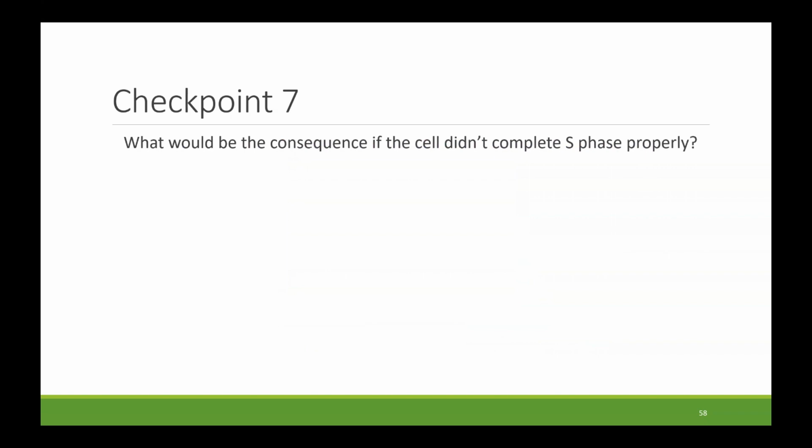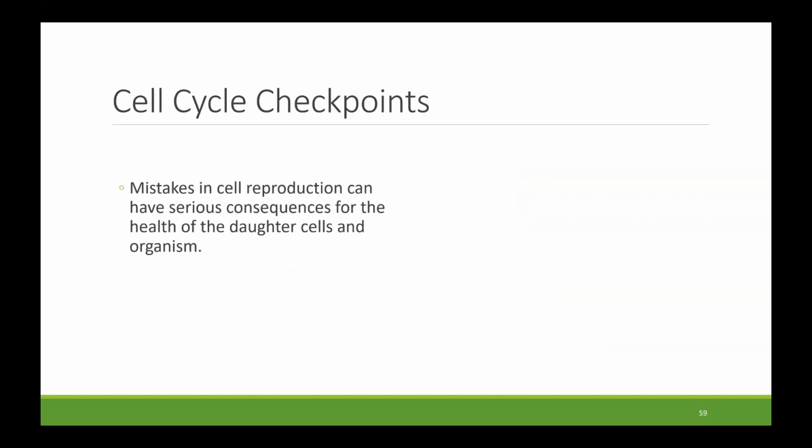And this question is going to lead us into our next topic, which is what happens when things go wrong in the cell cycle? What happens when errors are made? Well, mistakes in cell reproduction are a big deal. They can have serious consequences for the health of the daughter cell, and not just the cell, but the overall organism that the cell belongs to. And because of this, cells take quality control very seriously.